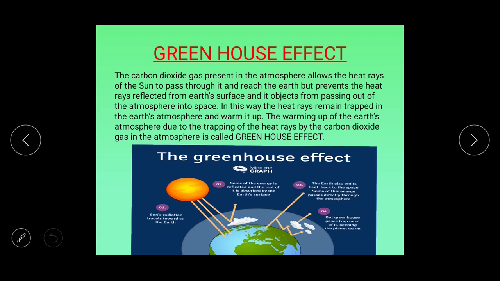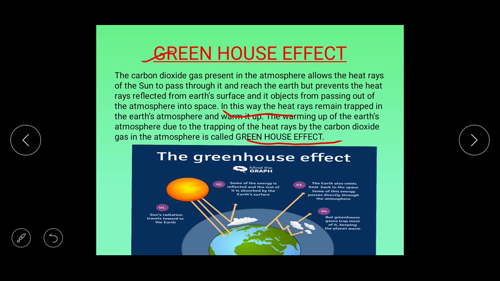Students, the most dangerous threat of air pollution across the world is the greenhouse effect. The carbon dioxide gas present in the atmosphere allows the heat rays of the sun to pass through it and reach the earth, but prevents the heat rays reflected from the earth's surface and its objects from passing out of the atmosphere into space. In this way, the heat rays remain trapped in the Earth's atmosphere and warm it up. The warming of the Earth's atmosphere due to trapping of the heat rays by the carbon dioxide gas in the atmosphere is called the greenhouse effect.